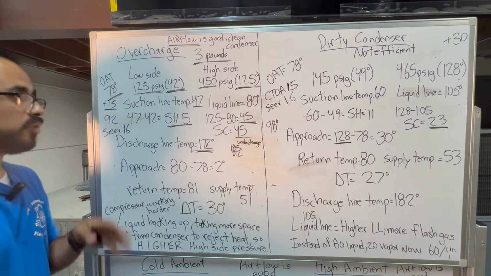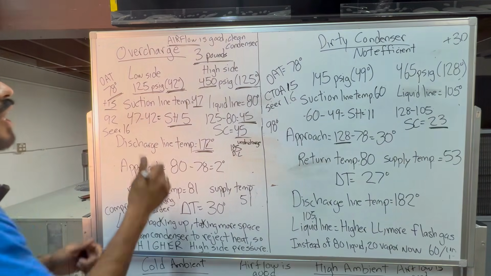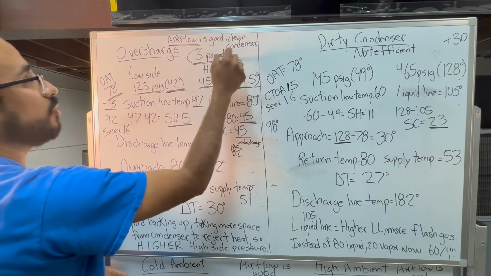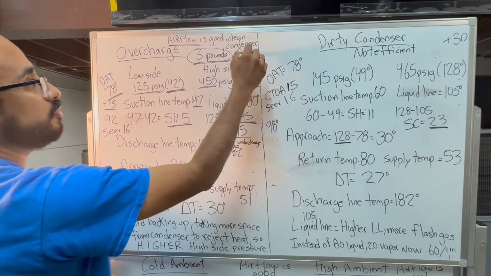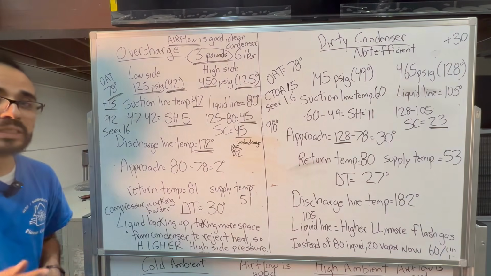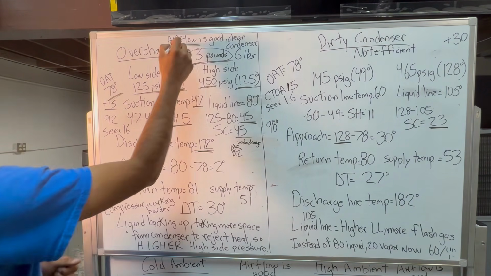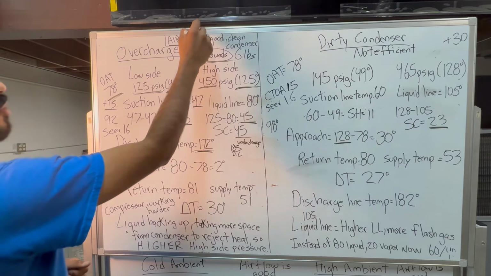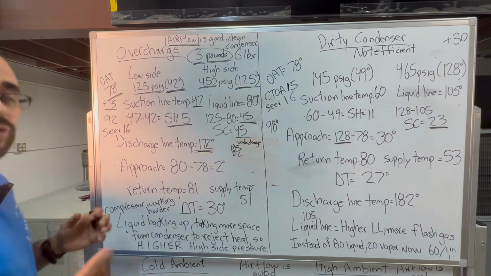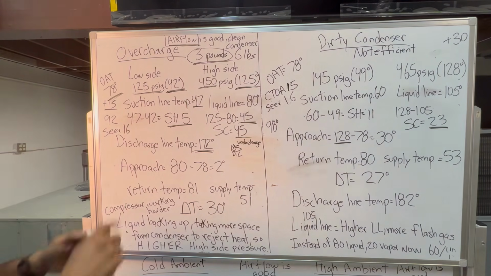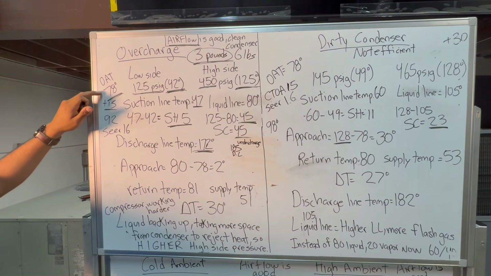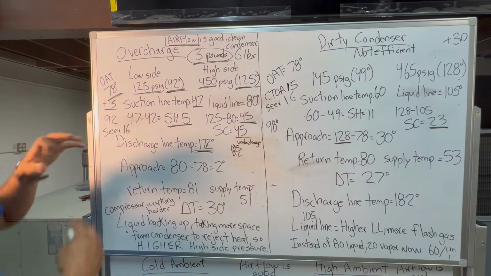So on this specific unit, it's the same unit that I'm using in every scenario. I'm working on the same package unit. I overcharged the system by 3 pounds. So it takes 6 pounds. I put 3 more pounds. So it has 9 pounds, 3 pounds over. Now, airflow is good, and this is important right now. You'll see right now in a bit. Airflow going through the condenser is good. It was clean. My outside air temperature was 78 at the time when I tested it.